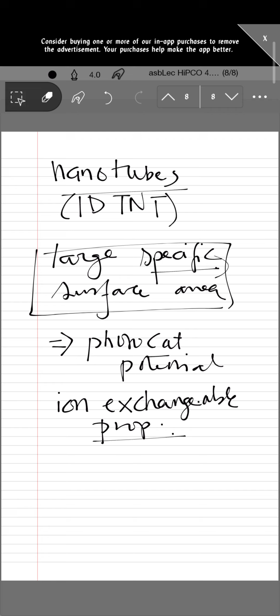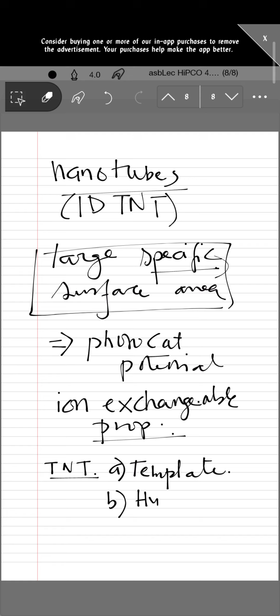Now, there are different ways of producing these one-dimensional nanotubes of titanium. There are three principal methods, three main methods. One is called the template based synthesis. The next one is the hydrothermal treatment. And the last one is electrochemical anodic oxidation.